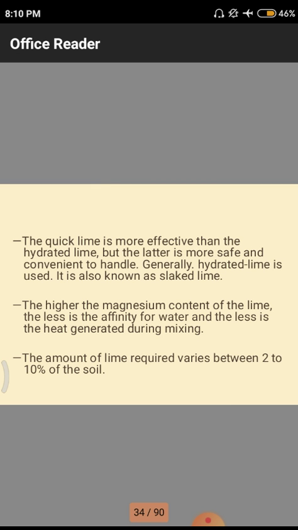Next, the amount of lime required varies between 2 to 10% of the soil. On the total volume of the soil we have to take a minimum content of 2% and a maximum content of 10%. Those limits we don't have to cross.